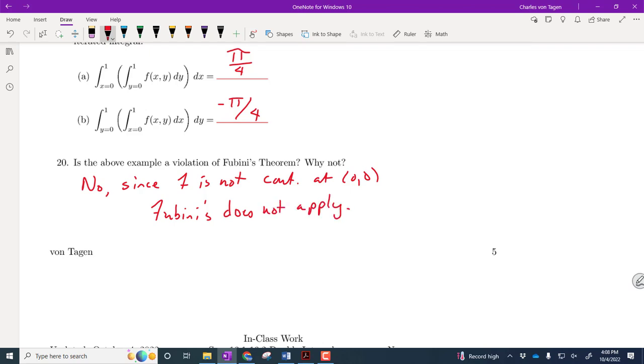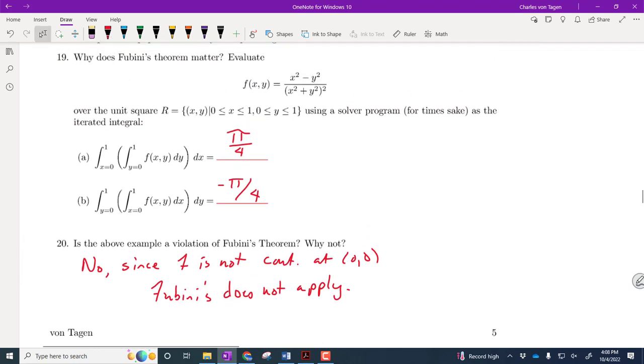Since f is not continuous at 0, 0, Fubini's does not apply. For those of you wanting this to be complete, there are functions that are also not continuous over the domain, but you still get the same answer regardless of the order in which you do the iterated integral. So just because Fubini's theorem doesn't apply doesn't mean the two iterated integrals won't agree with each other. They still could, but here's an example where Fubini's theorem doesn't apply and we got two different values for the two iterated integrals. And that should frustrate you.